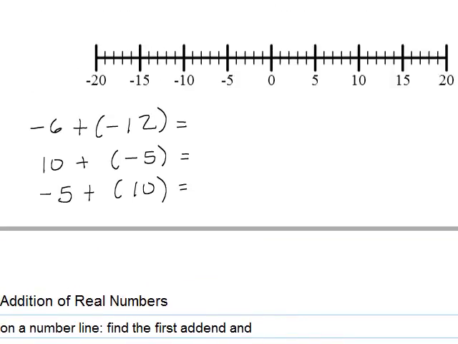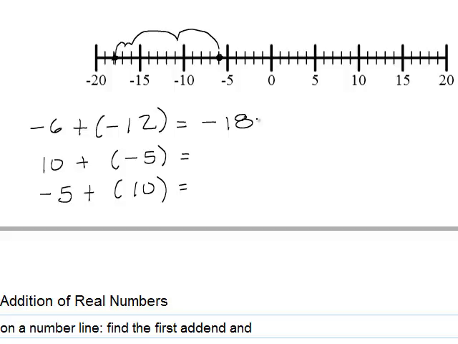Okay, so we start by finding -6 on the number line. Again, the negatives are less than 0. Here is -6. Then we're going to add a -12. And again, when we add a negative, we're going to move to the left. So here we're going to add -12. That's a -5, a -10, 11, 12. Here is where we end up. That's -18. When we added the two negative numbers, we combined them and we moved to the left.